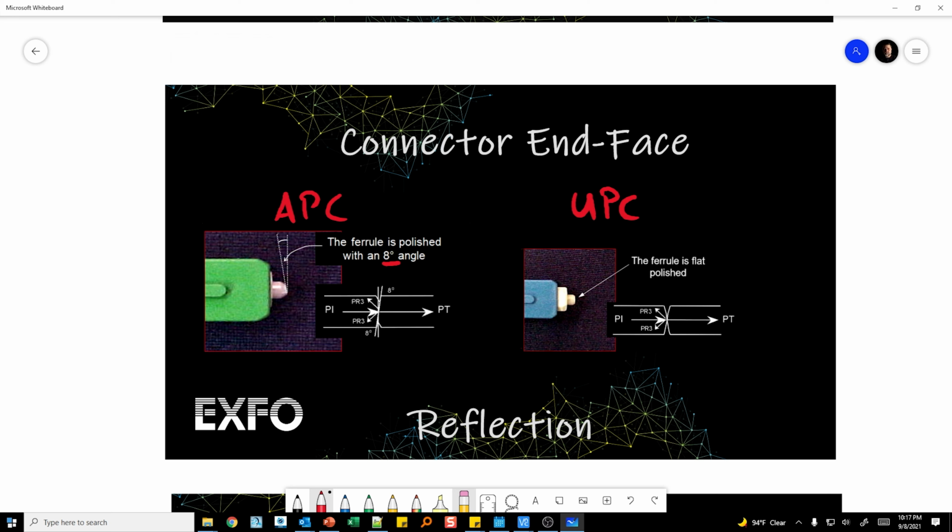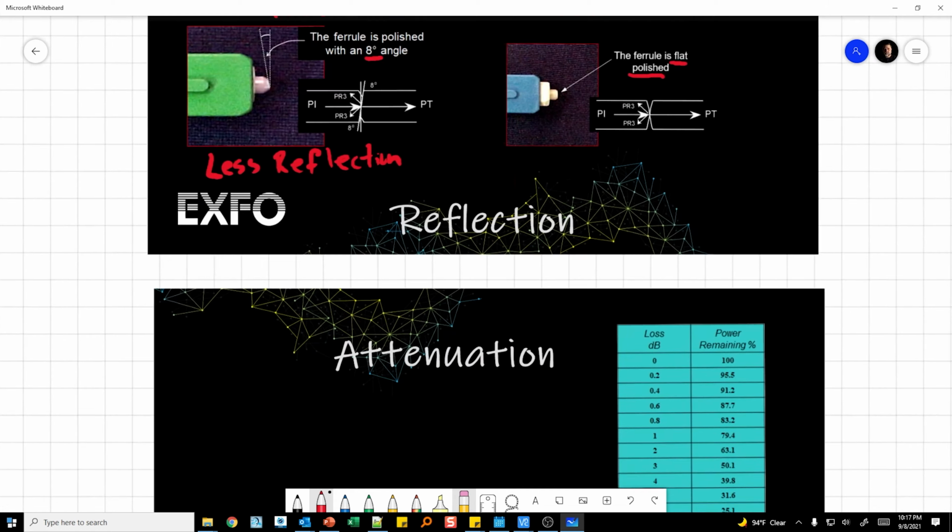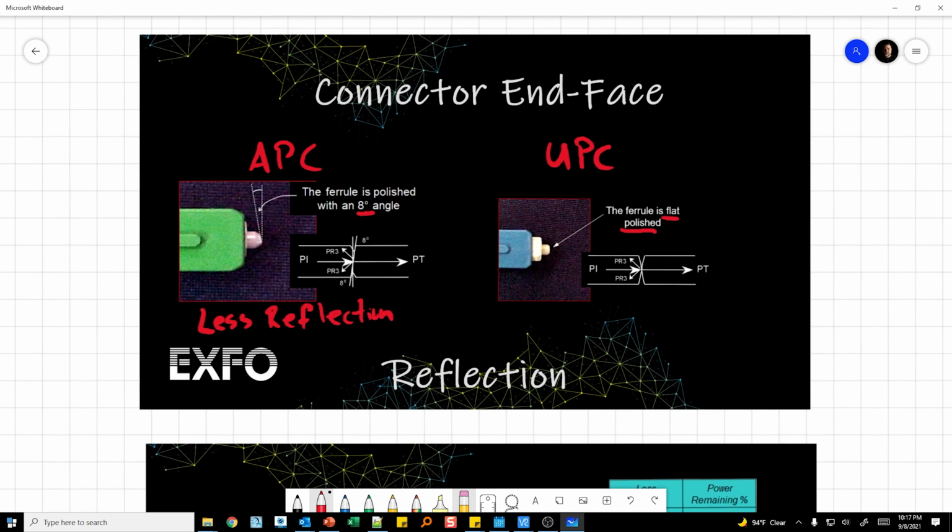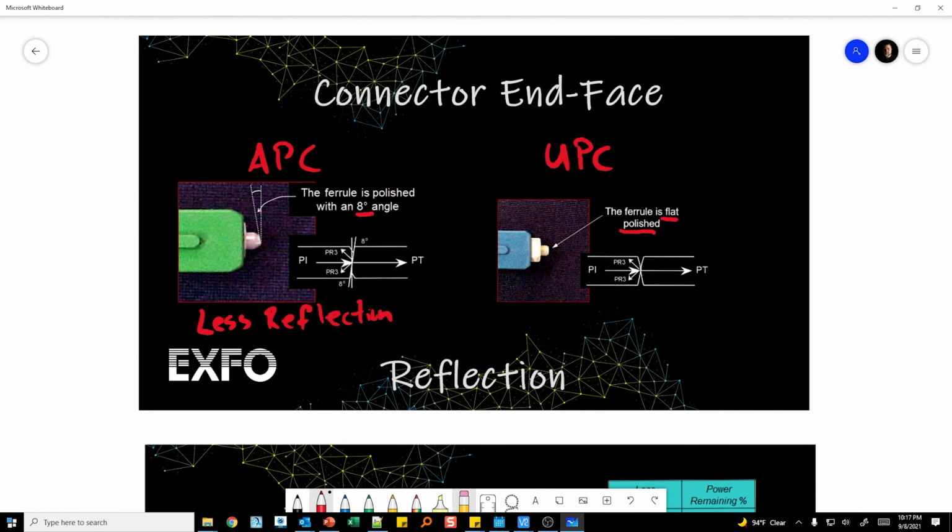UPC has a flat polish. So it's a flat polish connector, right? The biggest differentiation between these two is that APCs have less reflection, so they're not as noisy. We'll talk about what reflection is a little bit more, but the APC connectors have less reflection. And from this point, I can actually talk a little bit more about that.